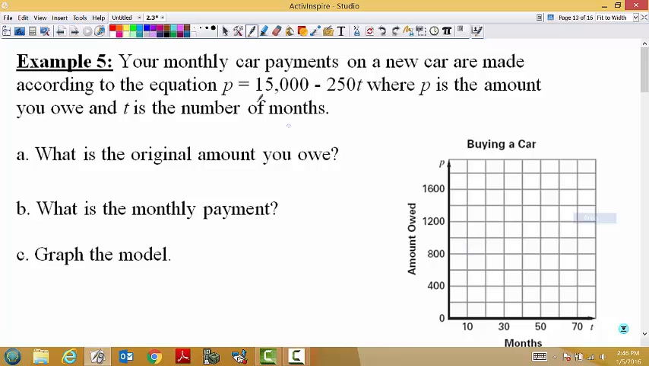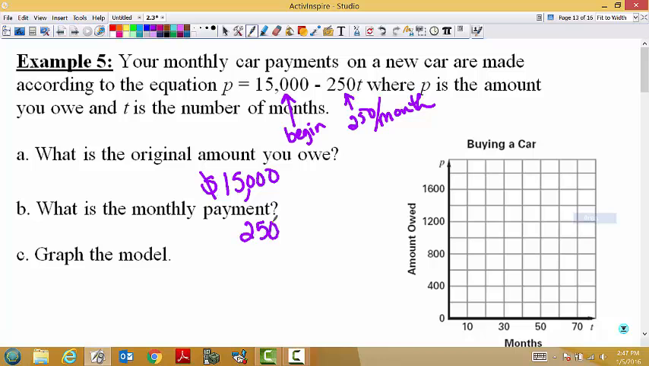But I'm not worried about it. The original amount you owe, if you look at it, is the y-intercept, the beginning amount, because what you've got is a beginning amount, and then you're subtracting $250 per month. So the original amount that you owe is $15,000. Your monthly payment is $250 per month. Graph the model, you would go up to $15,000.